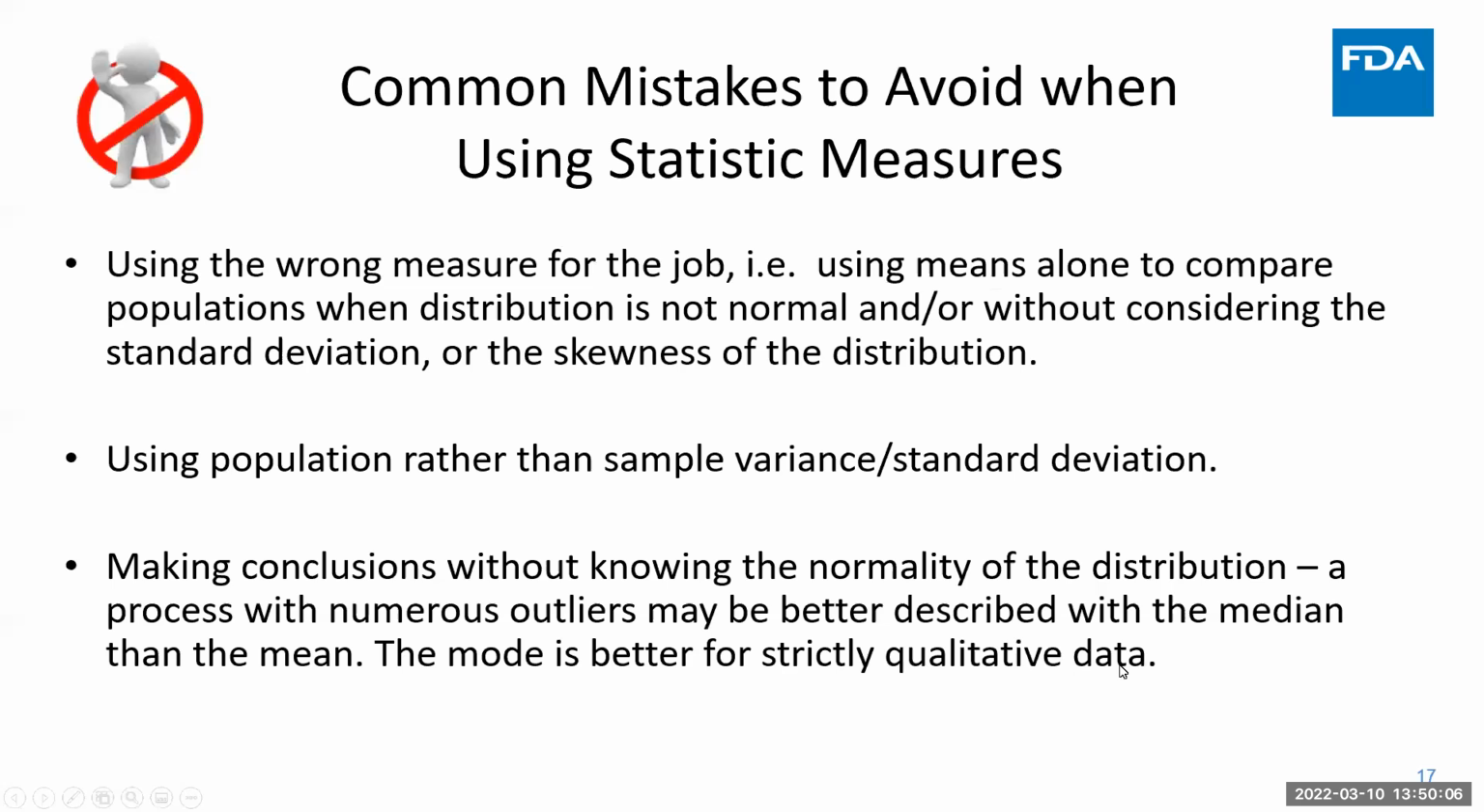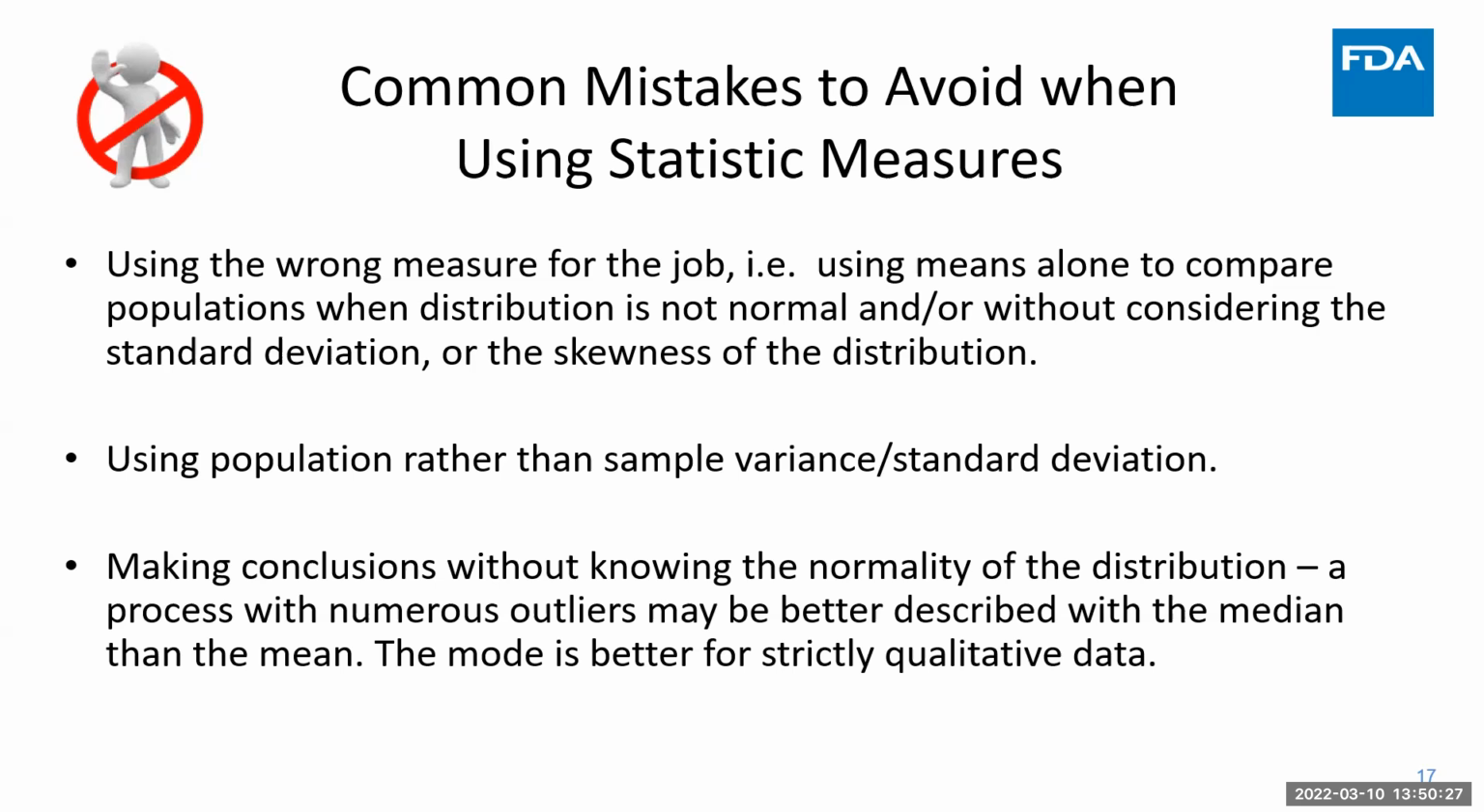Next slide. Now, here are some common mistakes to avoid when using statistical measures. Using the wrong measure for the job, such as using means alone to compare populations when the distribution is not normal, and/or without considering the standard deviation or the skewness of the distribution.